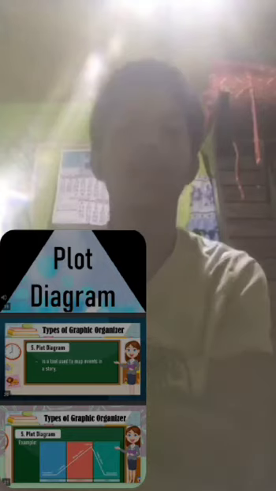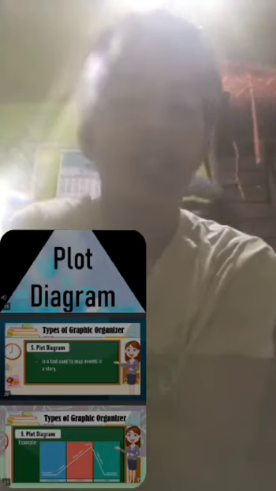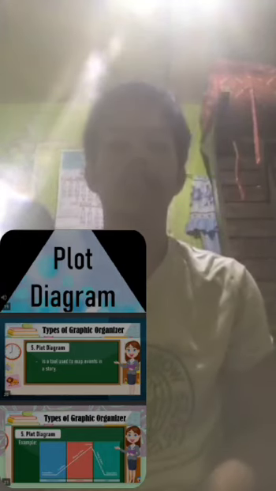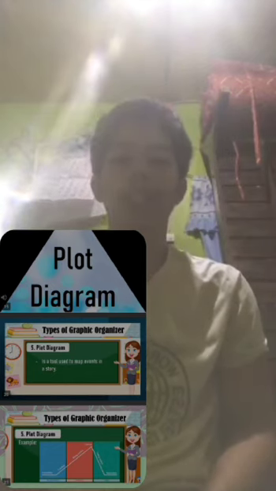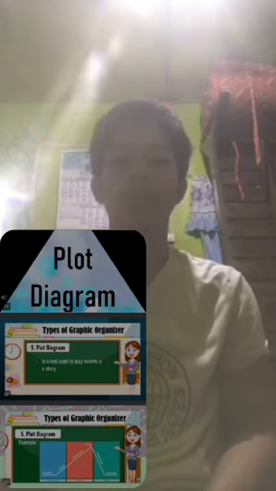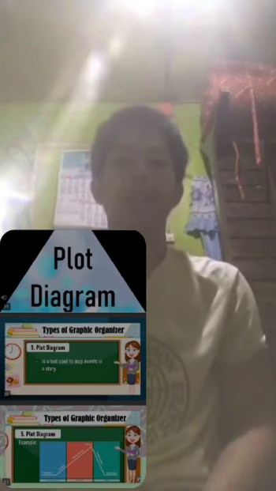First, exposition introduces the characters, settings, and basic situation. Second, conflict, the main problem or struggles in the story. Third, rising action, events that build tension and lead to the climax. Fourth, climax. Climax is the turning point or the most exciting part of the story. Fifth, falling action, events that happen after the climax as the story begins to resolve. Sixth, resolution, the end of the story where problems are resolved.